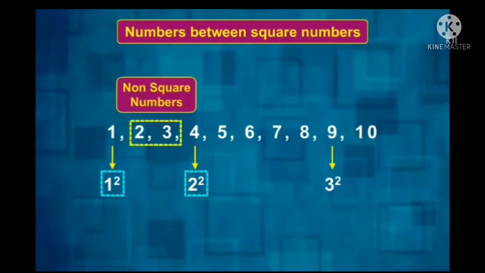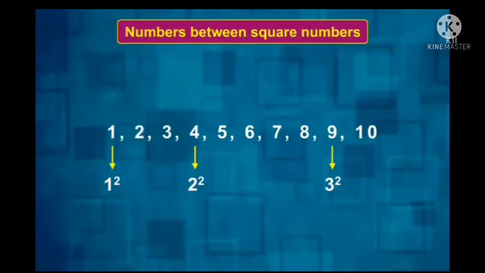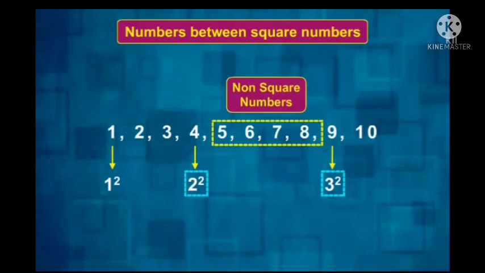Now the very important property, numbers between squares. Look at the table. Between 1 square and 2 square there are 2 numbers. Between 2 square and 3 square there are 4 numbers. Now if we have large numbers with us like 100 square and 101 square, how will you find out the numbers between them? There is a way out. Let us discuss that way.